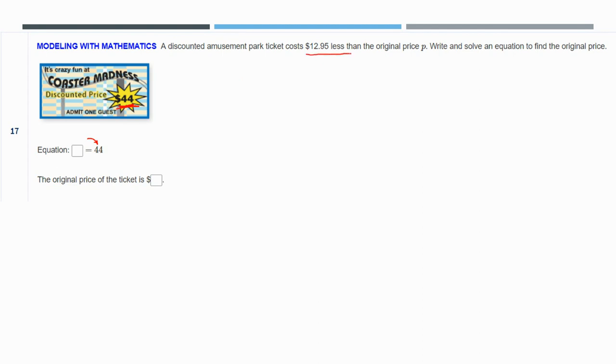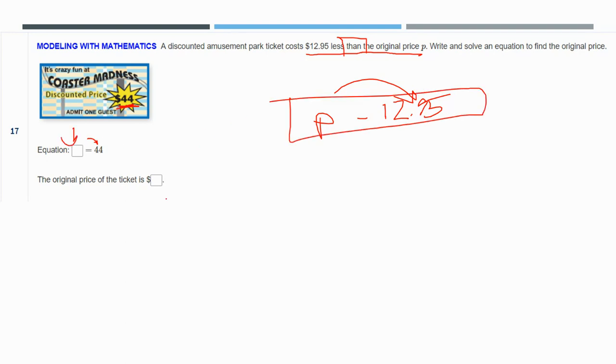So $12.95 less than the original price P. Well, less than, as we learned, sort of means flip it over here. So P starts. Less than is subtraction, minus $12.95. All right, so all we need to do is copy P minus $12.95 here. And that answer is correct. The original price of the ticket is, well, we just need to solve for P. P minus $12.95 equals 44. And add $12.95 to each side.